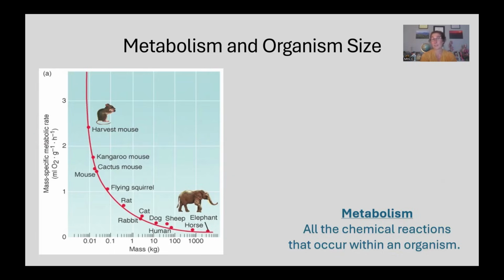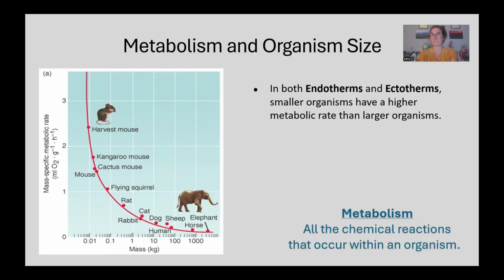As we increase an organism's mass, what happens to the metabolic rate? It decreases. Yes, we would call that an inverse relationship. So the mouse is going to have a higher metabolic rate than the elephant. And this is the same for endotherms and ectotherms. But why would smaller organisms have a higher metabolic rate? Scientists are curious.